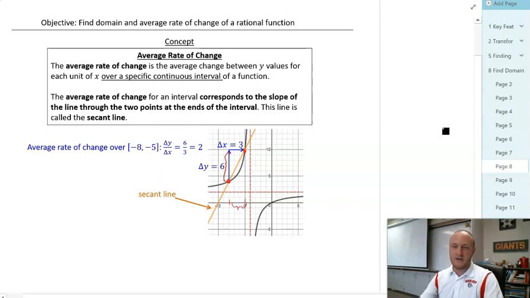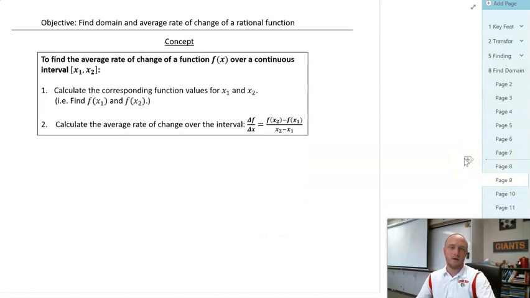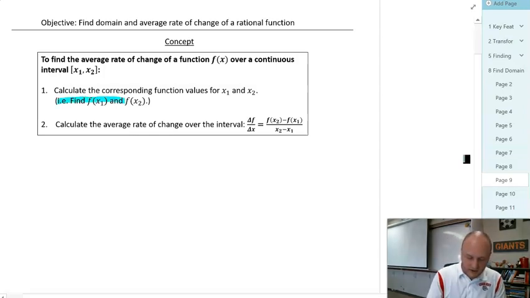Okay, so we're going to go ahead and calculate average rate of change. So how do you do that? Well, in order to find the average rate of change, you have to have the function values. So here's kind of step 1, and what you need to do is you need to find f of x1 and f of x2. Find the function values. Step 2, you're going to go ahead and just calculate the average rate of change.